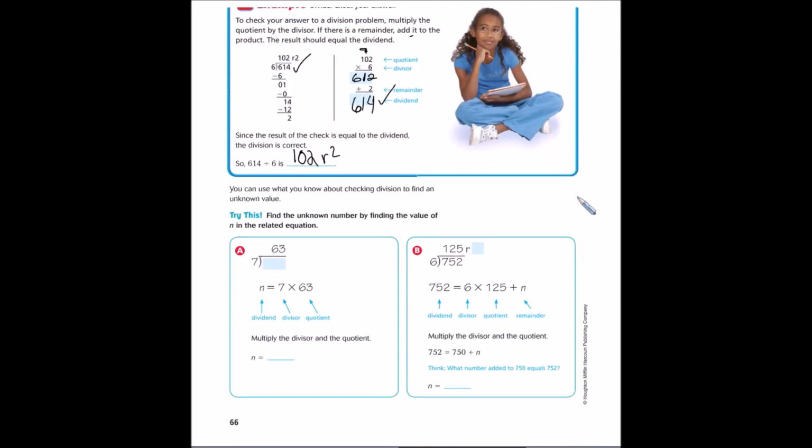That's one way that you can always check your division problems. It is worth the time to go through and make sure that it does work. You can use what you know about checking division to find an unknown value.